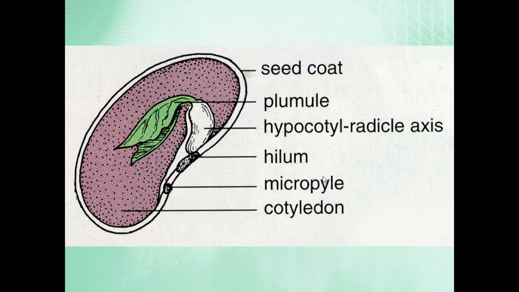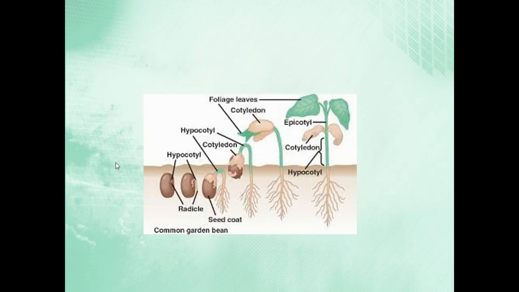This is the general makeup of a seed. So the outer layer is called the seed coat. Then you have the plumule, the hypocotyl radical axis. There's this little guy right here. A hilum, micropyle, and the cotyledon is all this stuff here. And we'll go into what each one of those things are in a little bit more detail.